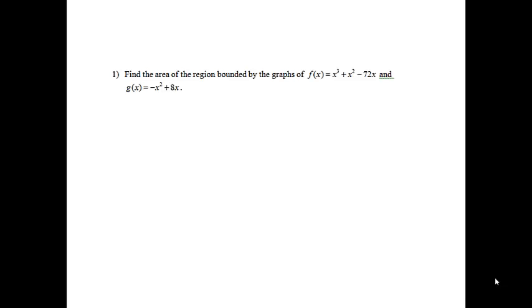Number 1, find the area of the region bounded by the graphs of f of x equals x cubed plus x squared minus 72x and g of x equals negative x squared plus 8x. Alrighty, if you go ahead and get out your calculator and if you drew the picture, f of x will go like that, and then g of x is going to go something like that.